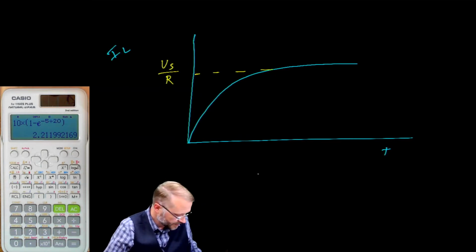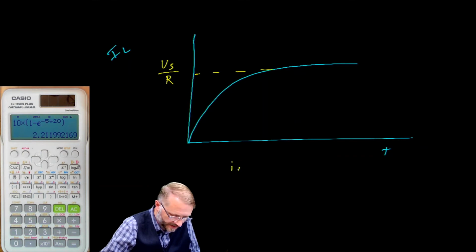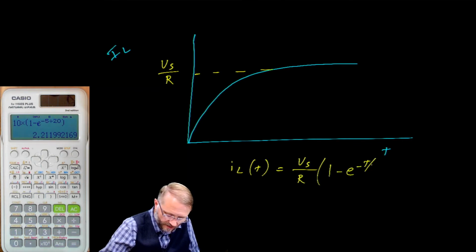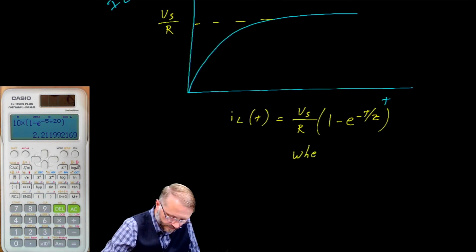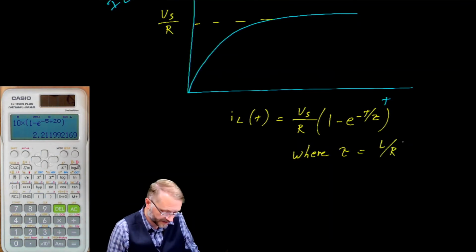And we have the same equation. The current on the inductor as a function of time is the source voltage divided by R, times 1 minus e to the negative t over tau, where tau is equal to L over R, and L is the unit for inductance.